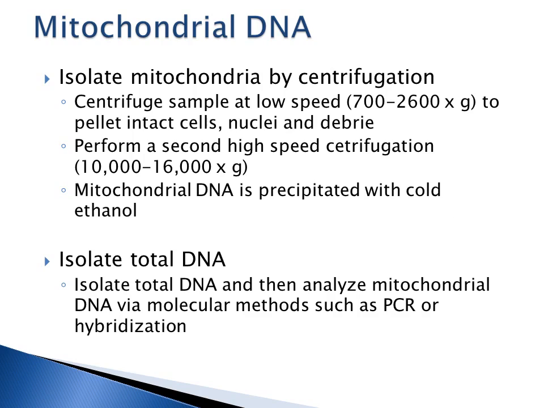In order to obtain specifically mitochondrial DNA, you can do this one of two ways. One way is through centrifugation. You can take your specimen and centrifuge at low speed, which is going to pellet your cells, your nuclei, and your debris. Then you take the supernatant and perform a high-speed centrifugation on it, and the mitochondrial DNA can be precipitated using ethanol.